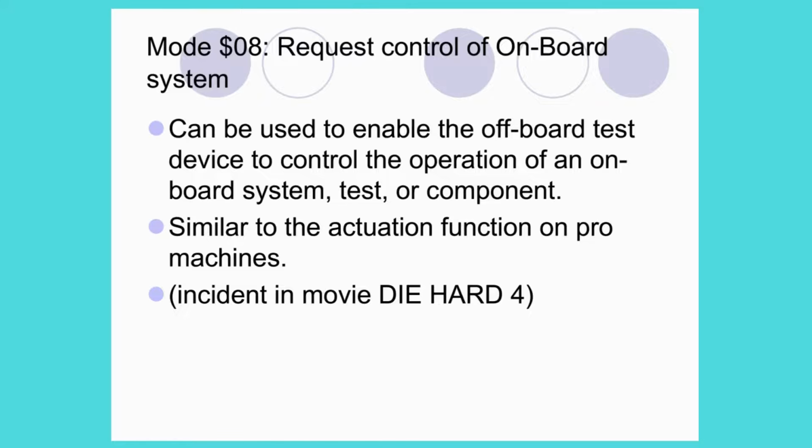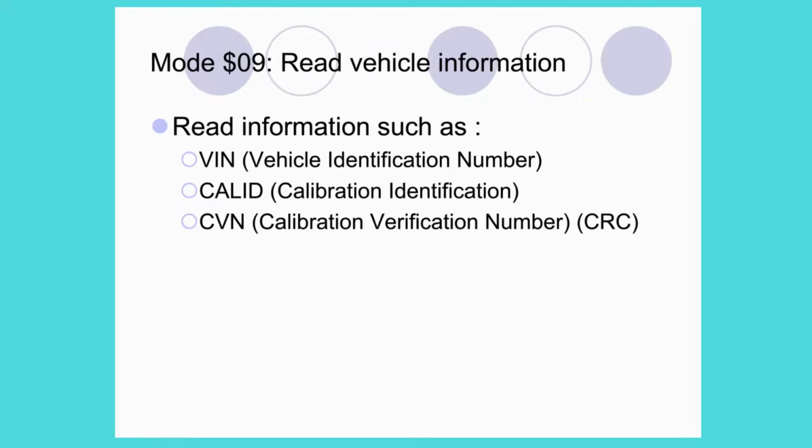Mode 8. Request control of an onboard system. Can be used to enable the offboard test device to control the operation of an onboard system, test, or component. This is similar to the actuation function on professional machines. Mode 9. Read vehicle information such as the VIN number, calibration ID, or calibration verification number.